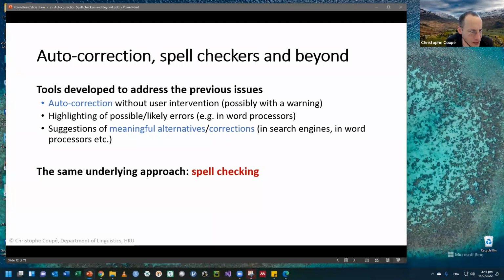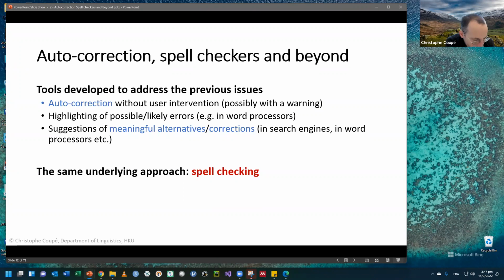You may also have systems which highlight possible or likely errors. What you could see in Word, for instance, so a number of word processors do that. And then you may have suggestions of meaningful alternatives, meaningful corrections, but not autocorrect. But you will be told, hey, maybe this is what you meant, not what you wrote. So in search engines, for instance, in word processors, you might get suggestions like this.